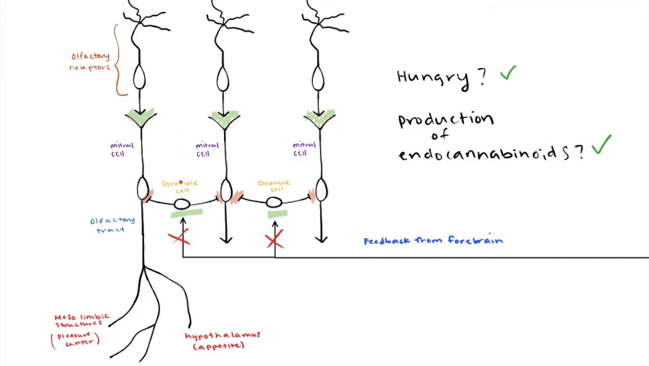Since the granule cells won't react, the inhibitory effects of the granule cells are reduced, so now the mitral cells are free to fire away. So when you smell food, your odor receptors will fire onto the mitral cells, which will then fire strongly onto the olfactory tract, which will enhance your hypothalamus and mesolimbic structures. This is why food tastes better.